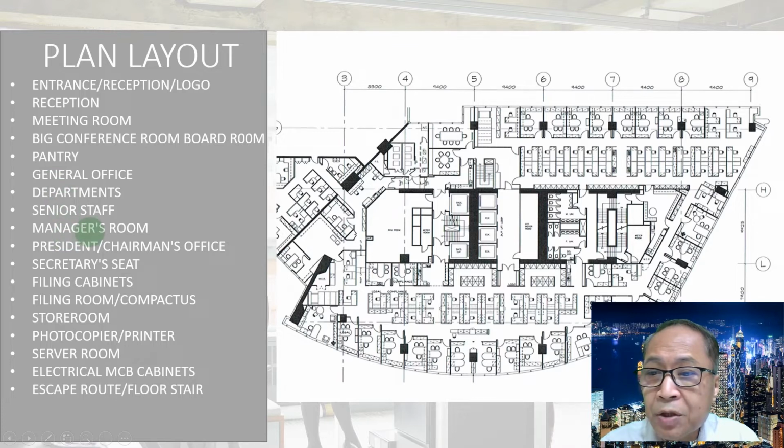Senior staff, management room. So this is the manager. They sit in a room. Secretary. This is the secretary. You see, this is the chairman in a bigger room. This is the chairman, the director maybe. So this will be the secretary. You just sit outside the director's room. This may be the senior staff.